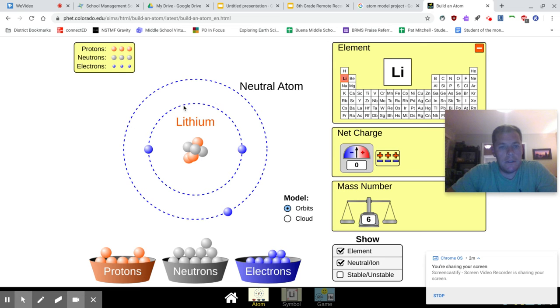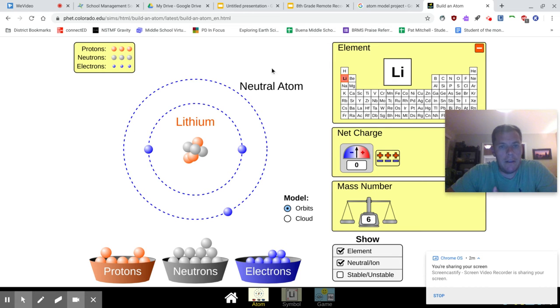The rule is the first shell can only hold 2. The second shell can actually hold 8. So none of your atoms that you're going to build, whatever you decide to choose, can have more than 8 on the second shell. So lithium here, you have 3 protons, 3 neutrons and 3 electrons. So if that's the atom that you want to build, you're now going to have to model it.